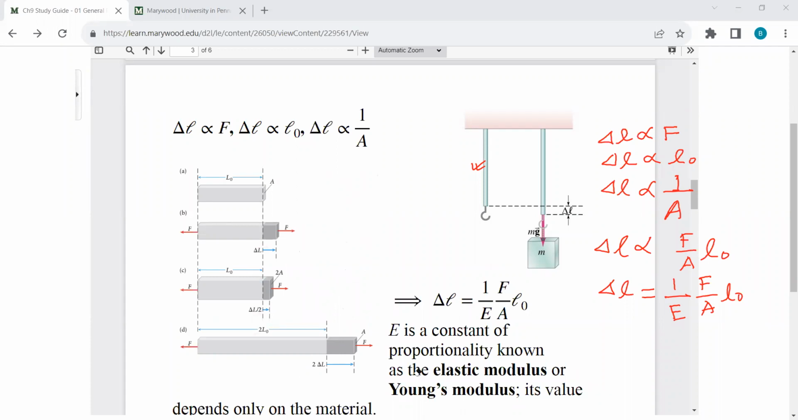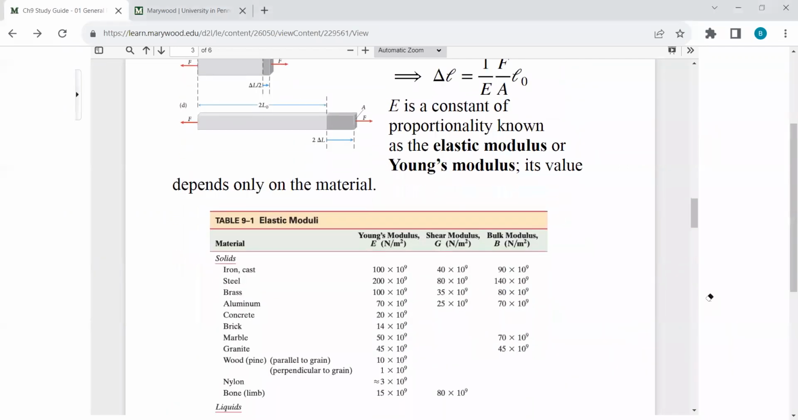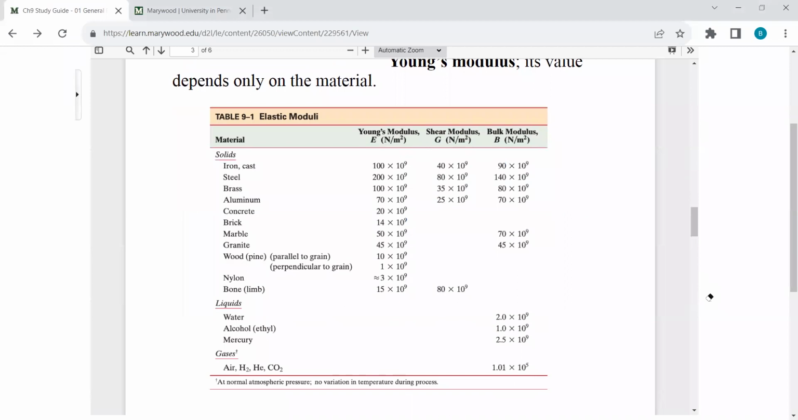So here E is a proportionality constant, and it is called the elastic modulus or the Young's modulus. Its value depends on the material. For different materials, the values of E are different, but it is a constant. In the table here, I'm showing the elastic or Young's modulus for some of the materials. Here you see that for iron it is 100 times 10 to the power 9 Newton per meter square, and for steel it is 200, and so on.